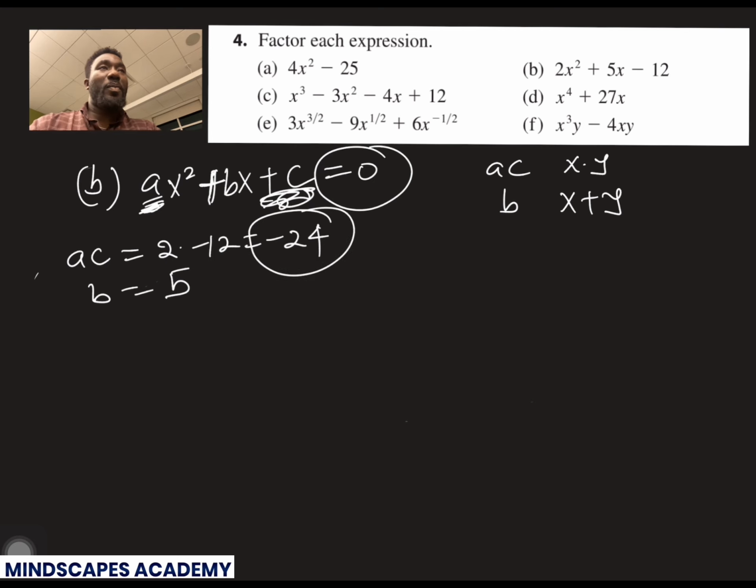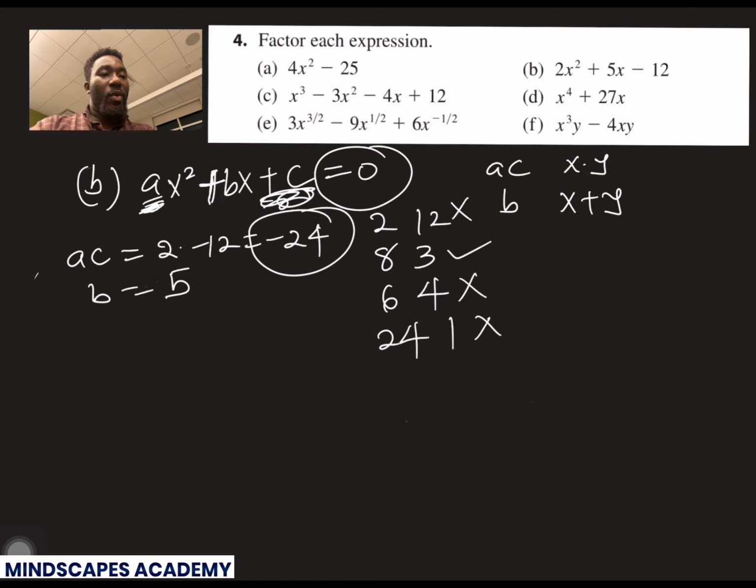Find two numbers you multiply to get ac: 12 and 2, 8 and 3, 6 and 4, and 24 and 1 actually. So these are the numbers. Then you check which of these numbers can give 5. This cannot, this cannot, this cannot. So only this can give 5.